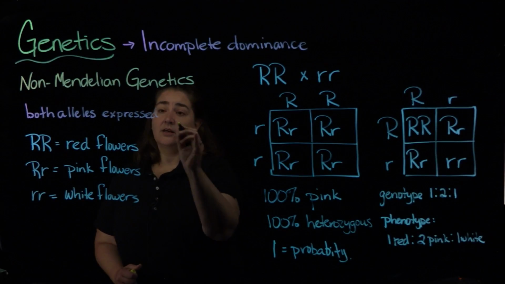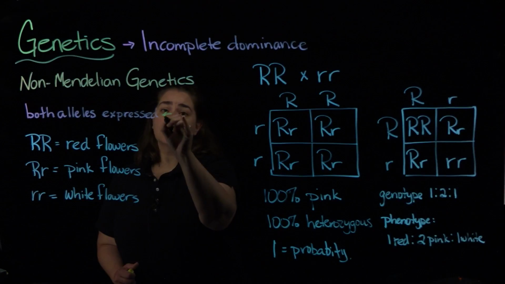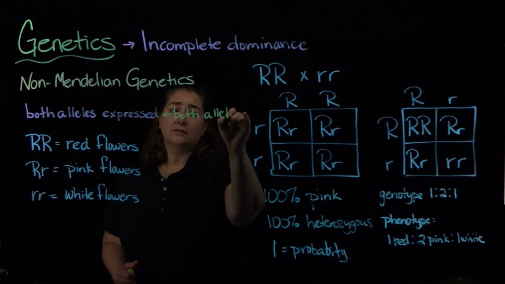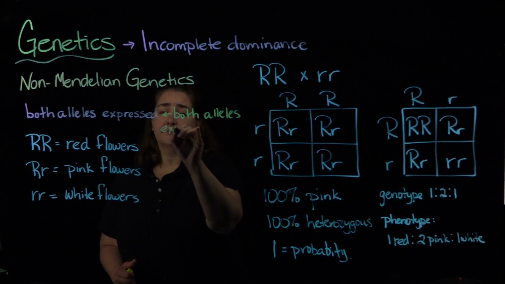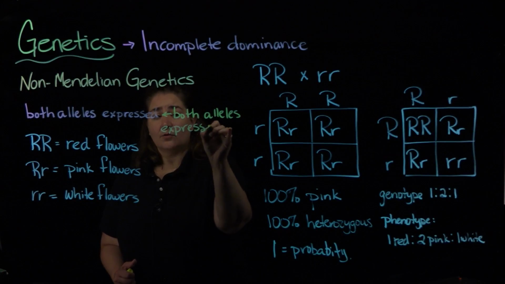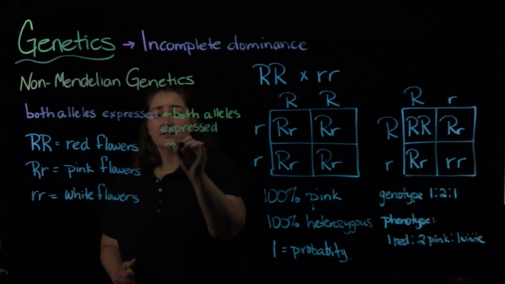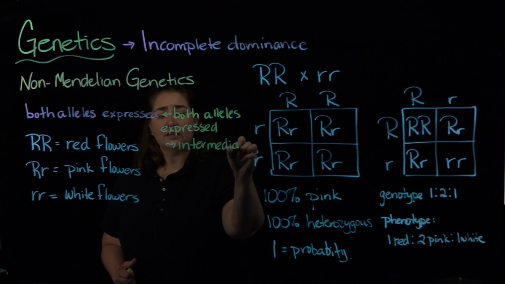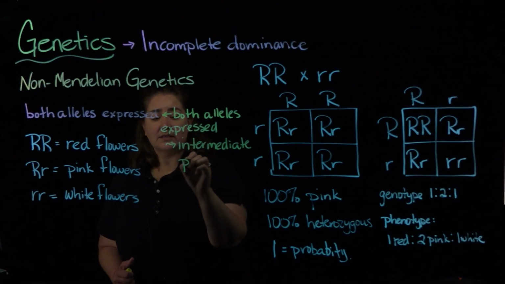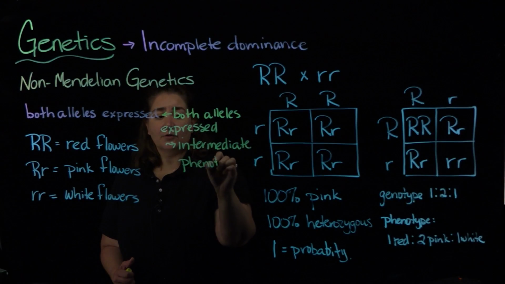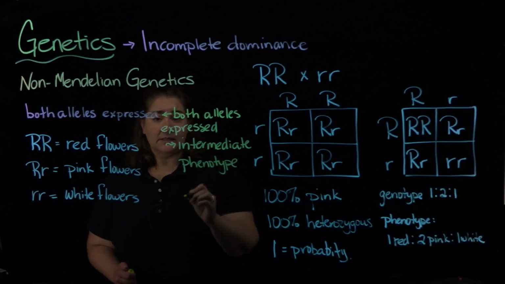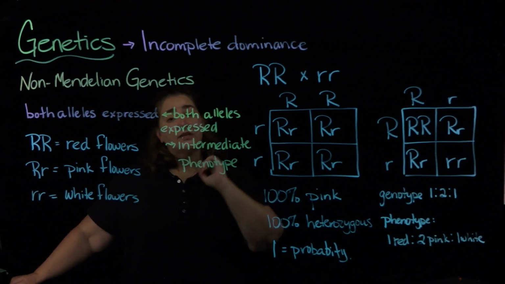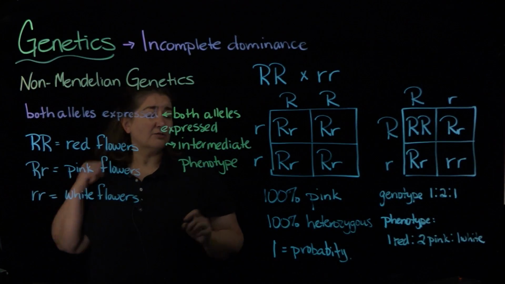This is the part that gets to the incomplete dominance that goes along with this particular trait. With incomplete dominance, you get both alleles expressed, which gives us an intermediate phenotype. It's not going to look like the parents in this case. So we've got an intermediate phenotype that comes out.